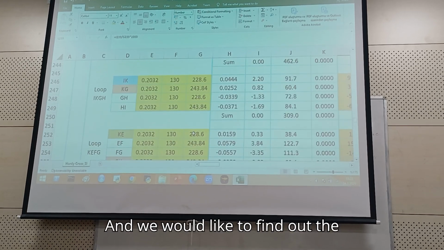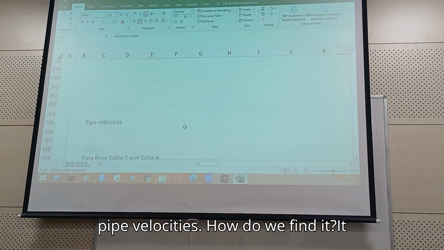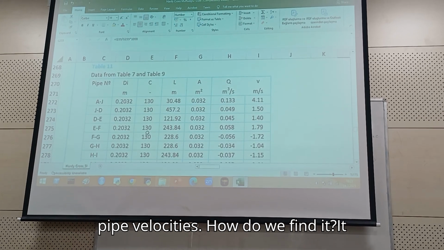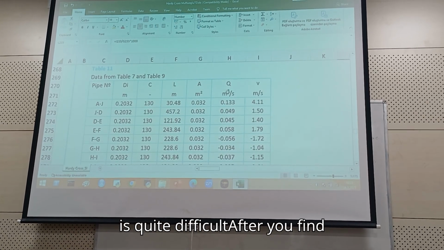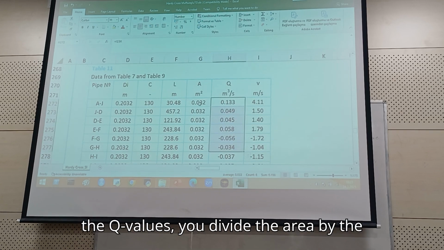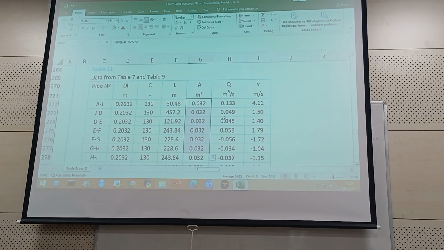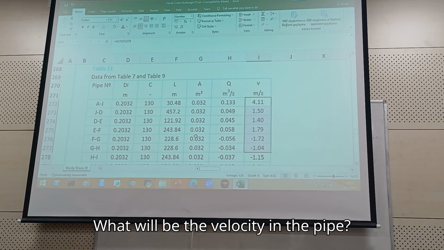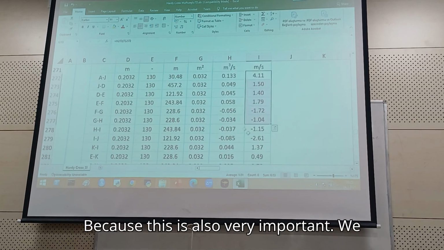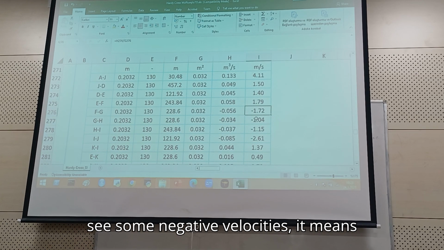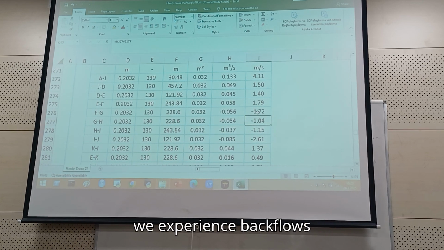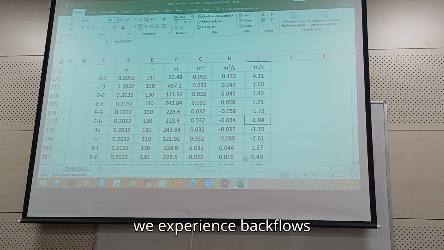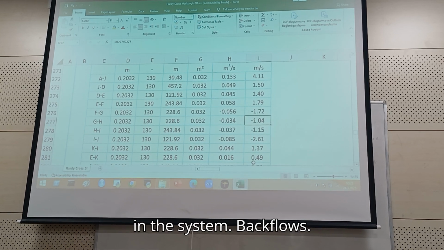And we would like to find out the pipe velocities. How do we find it? It is quite easy. After you find the Q values, you divide by the area, pi D square over 4, to find out the velocities. What will be the velocity in the pipe? Because it is also very important. We see some negative velocities. It means we experience backflows in the system.